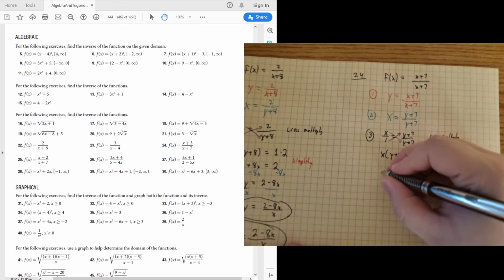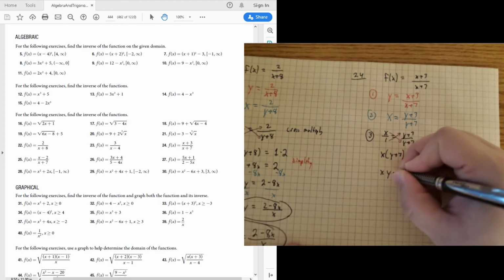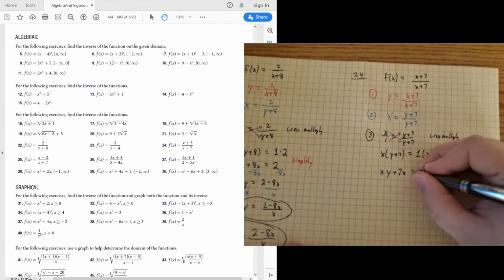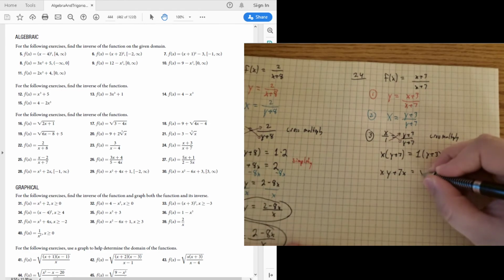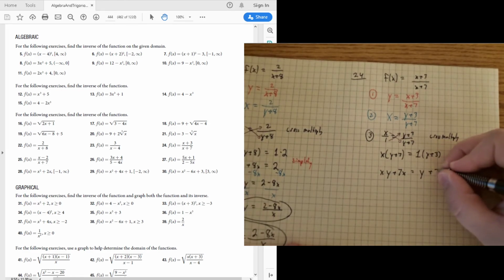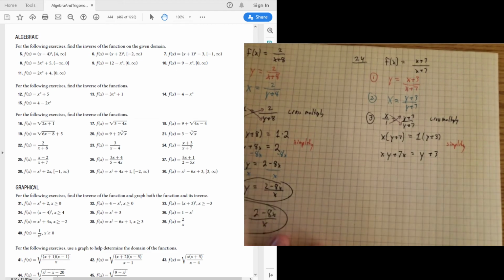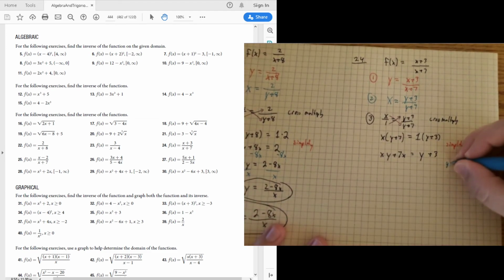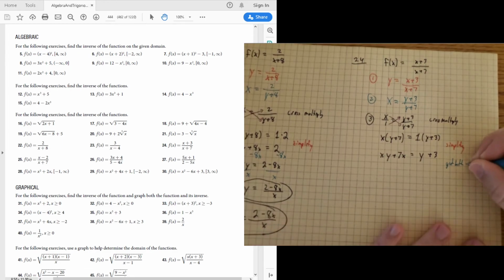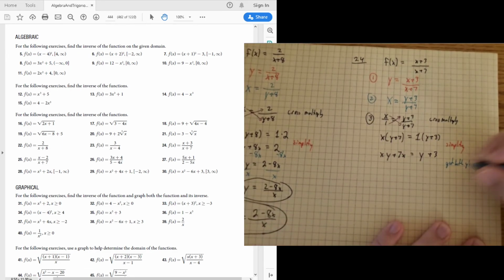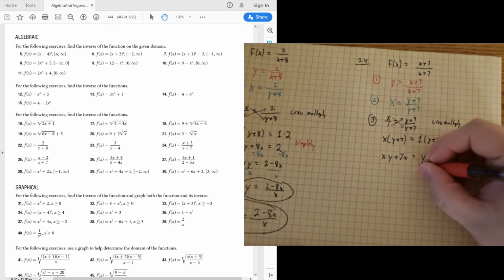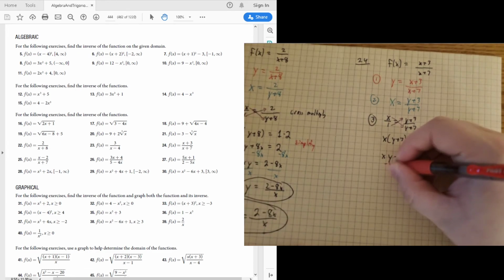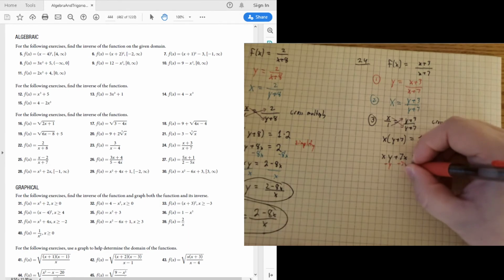When I distribute, I get xy plus 7x. So the x times the y gives me xy, x times 7 gives me 7x, 1 times y gives me y, 1 times 3 gives me 3. Now, what I need to do is get both y's on the same side. Meaning I'm going to subtract y to move it over here, and I'm going to subtract 7x to move it over here.